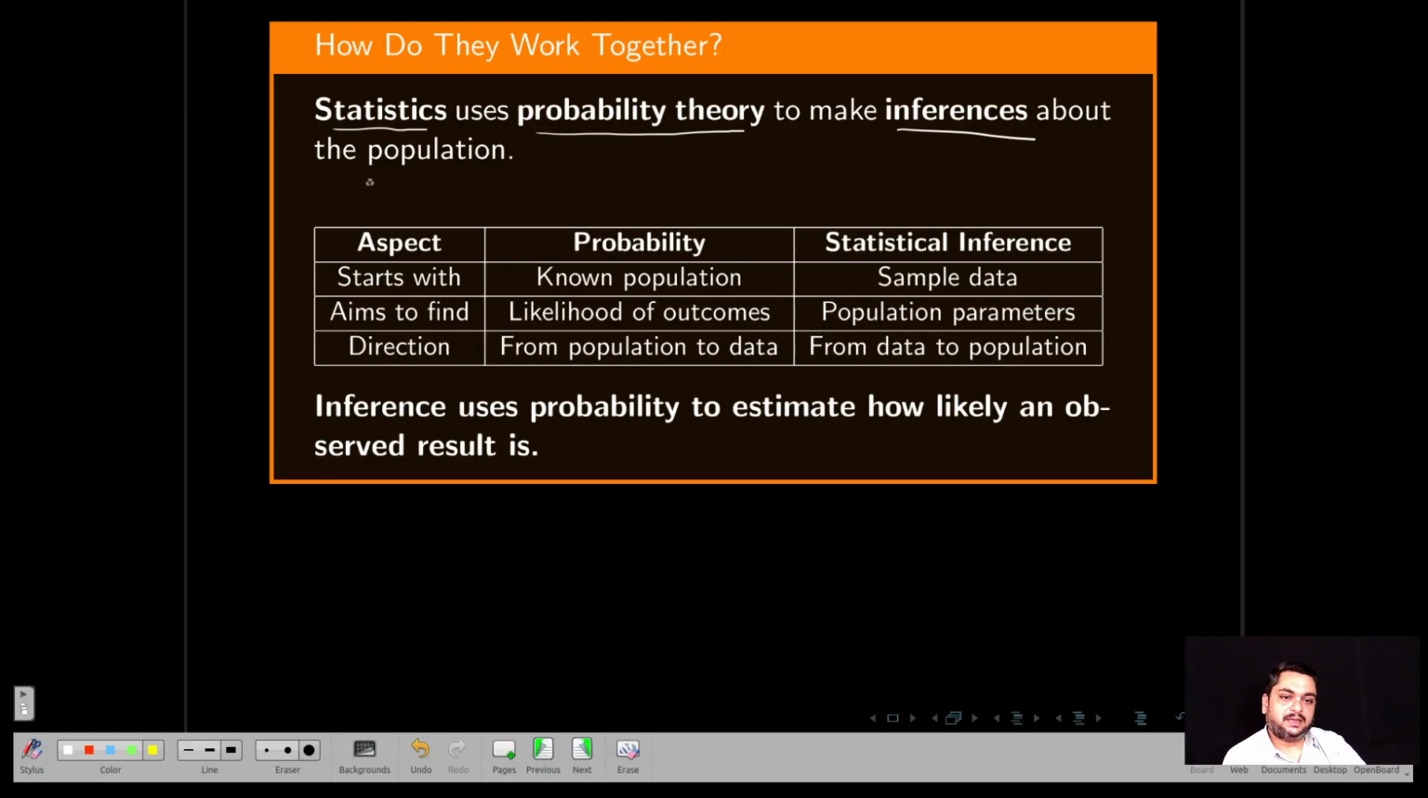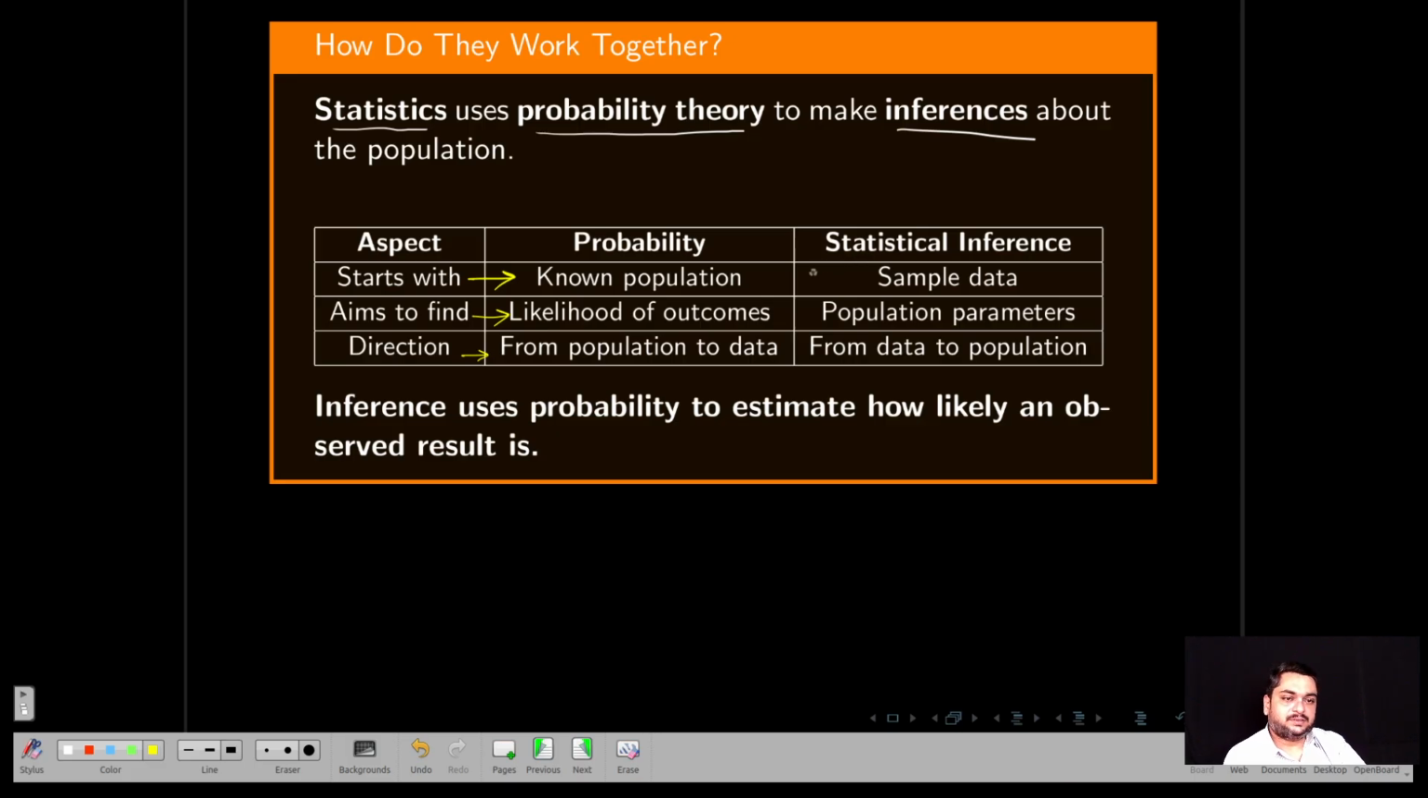So you can just imagine like this. What is the aspect? The probability starts with a known population, and then what does it aim to find? It aims to find the likelihood of outcomes. Known population means I have a process, say tossing a coin, where I will get heads or tails; that is the population. So it aims to find the likelihood of the outcomes: what is the probability of getting a head or a tail, something like that. So it basically characterizes the data. Then direction: it starts from the population and then goes to the data, a sample.